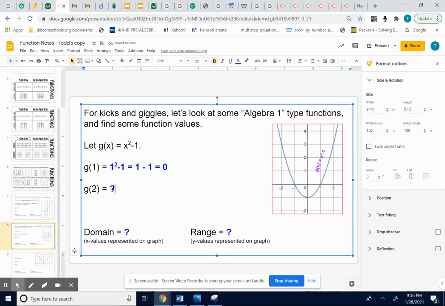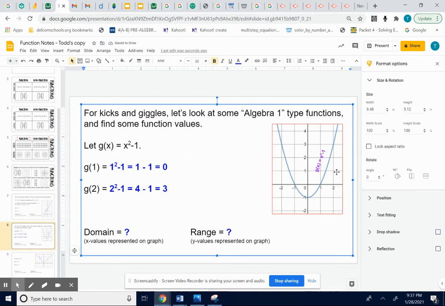Okay, g of 2. Put 2 in for x. 2 squared minus 1. I'm typing in 2, and then I'm going to press Control and period to get my exponent. So that would give me 2 squared. Control period again to take off the exponent. So it's 2 squared minus 1. 2 squared would be 2 times 2, 4. Minus 1 equals 3.